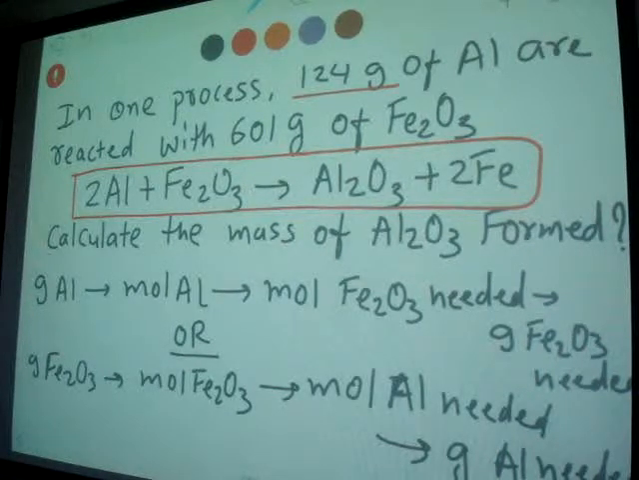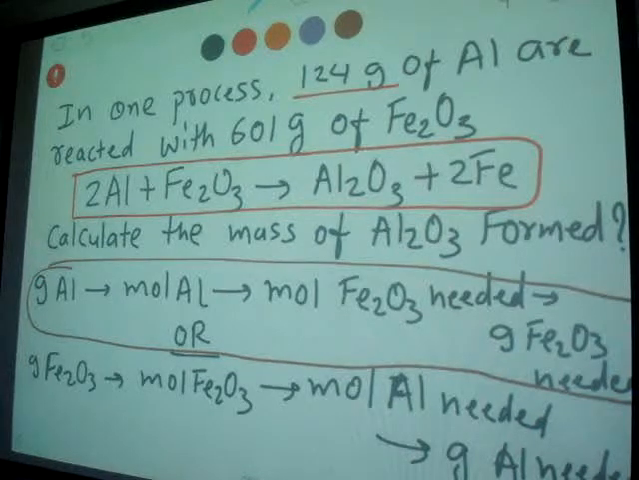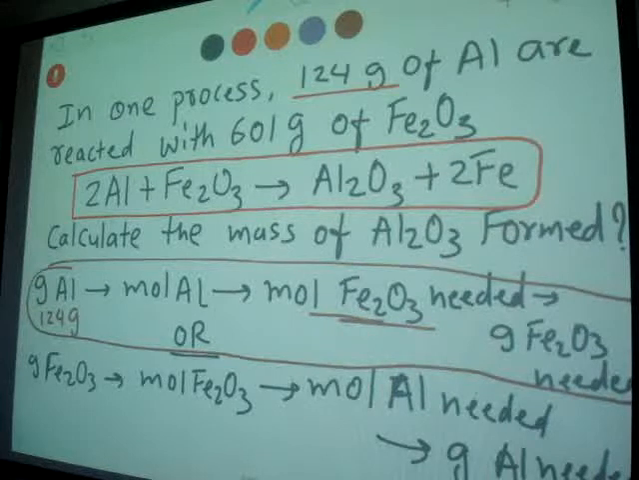So that's the first thing we need to do, and based on that we can determine which one is the limiting one. Alright? So we are going to start with this equation. We are going to start with grams of aluminum. In here we have been given 124 grams of aluminum. So first we convert into moles of aluminum, and then using the mole ratio we get moles of Fe2O3, and then convert into grams of Fe2O3 needed for that process. Alright, so let's start with 124 grams to moles of aluminum. I'm going to go to the next slide.